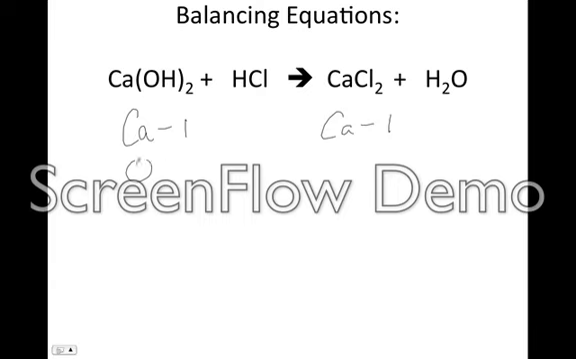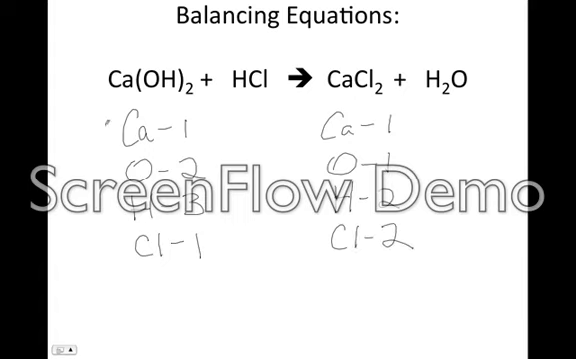Now let's look at oxygen. On the reactant side of the equation, we have two oxygens. On the product side, we have one oxygen. Let's look at hydrogens. If you look at the reactant side of the equation, we have two hydrogens plus one, that's three. If we look at the product side of the equation, we have two hydrogens. And if we look at the chlorines on each side of the equation, on the reactant side we have one, and on the product side we actually have two.